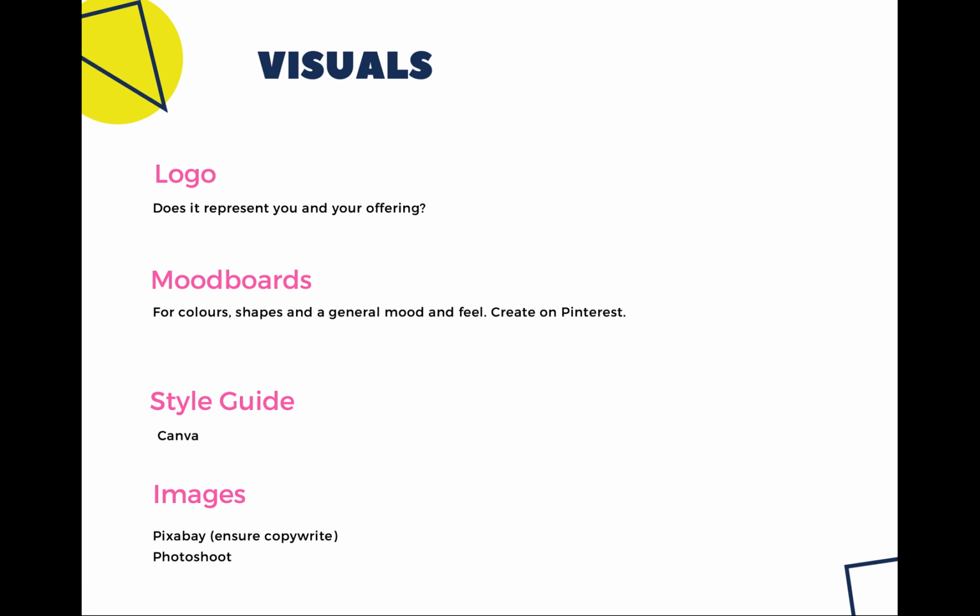So, moving on to the visuals. There are a couple of visuals in your brand. There's the logo, there's the style guide. The style guide is all about fonts and images and different shapes and things that you have in your branding. And there's also your images, like your photo shoot that you might have done, some photos of yourself, images that help tell your story or help put some interesting elements into your content.